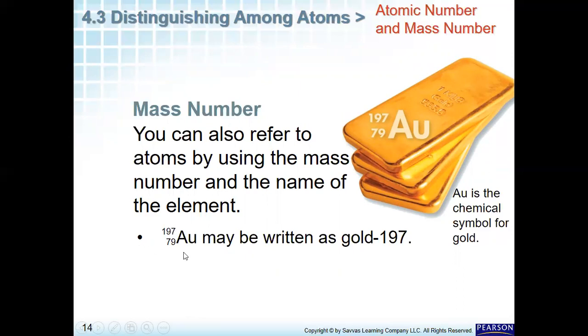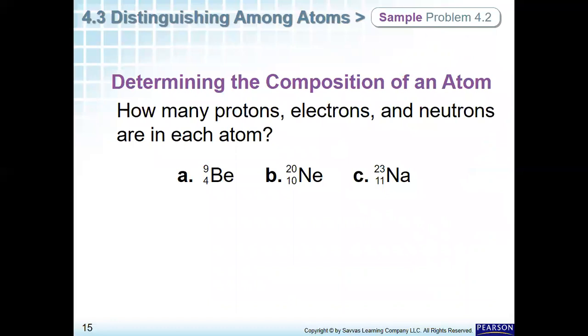So it can also be written as gold 197. If I get that, I said that the gold, so I knew it's 79. And also if I said 197, I'm representing the mass number for the gold. So here, determining the composition of an atom, how many protons, electrons, and neutrons are in each atom.